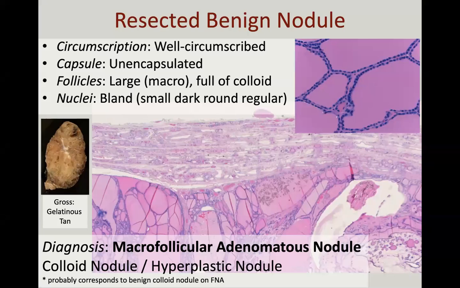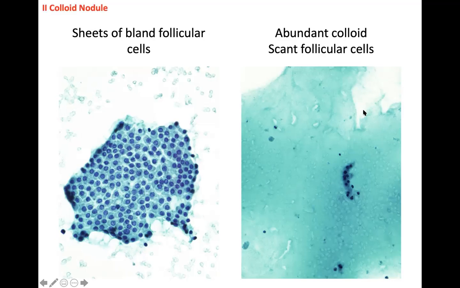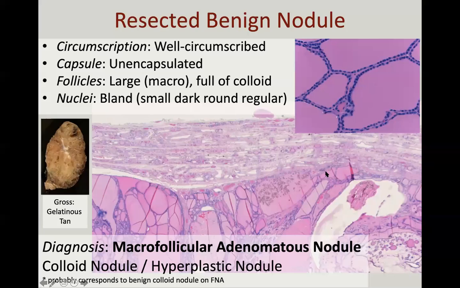What this looks like on histology is essentially a very well circumscribed nodule. It may or may not have a true capsule. In this case, it does not have a true capsule, but the follicles are large, right? So-called macro follicles, and they are full of colloid, which is essentially why you saw these flat sheets of follicular cells, which is the wall of the follicle, and this abundant watery colloid on the right, recapitulating these large follicles histologically. So this would be a macrofollicular adenomatous nodule, or sometimes called a colloid nodule by some pathologists. But the terminology can be different, but the bottom line is benign.